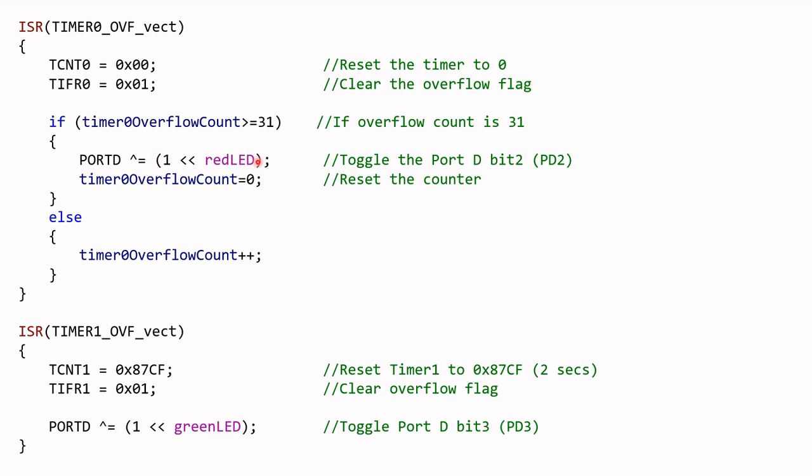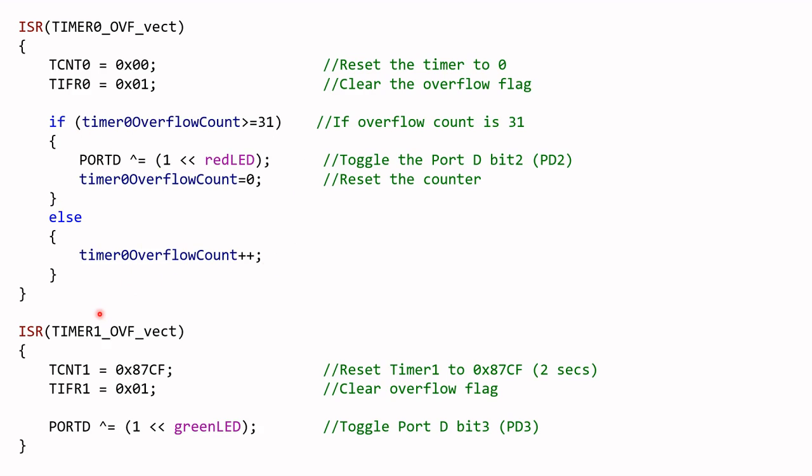If it's a 0, it will turn to 1, and then we reset the counter to 0 on the next interrupt. If this is not true, that means you haven't reached this part, then we increment the variable by 1. All right, so this is the part that I mentioned earlier, that checks the number of times the timer overflows.